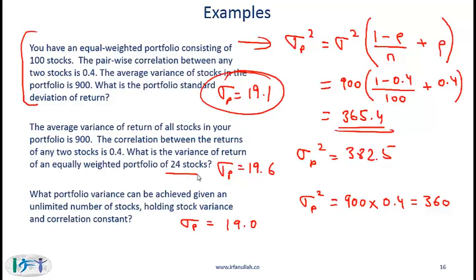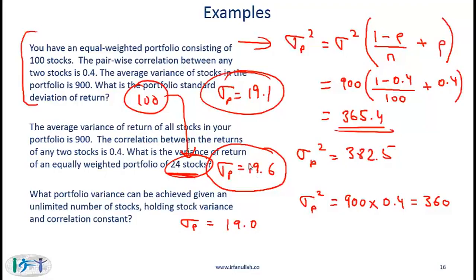With 24 stocks, the standard deviation is higher, which makes sense. You have fewer stocks. So initially we had 100. Now we have 24, and the standard deviation went up. But notice that the number of stocks came down a lot, from 100 down to 24, but the standard deviation only went up marginally.